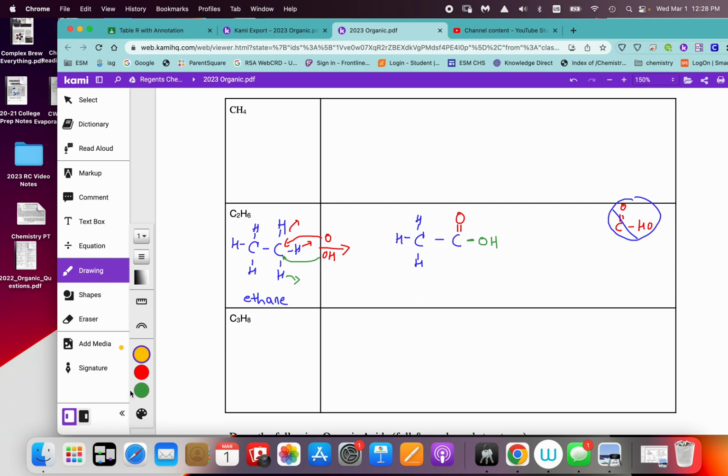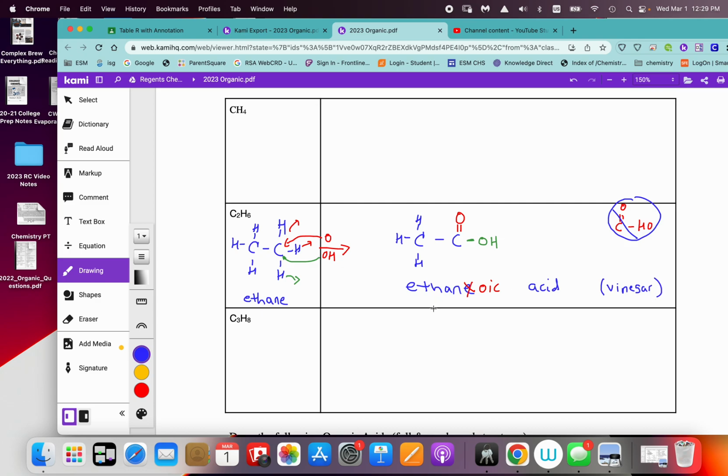So the backbone of this structure is ethane, but we placed a double bonded oxygen and a hydroxyl group on 1 carbon. That's where we have to do our name adjustment. We drop the E and replace it with oic, plus we add the word acid. So this would be ethanoic acid, also what you guys would know as vinegar at home.